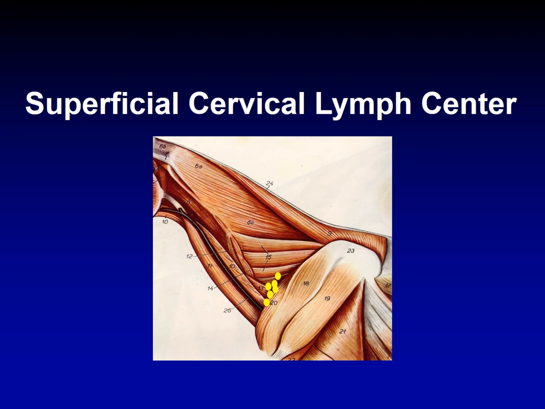So we have three deep cervical lymph centers, cranial, middle, and caudal. And we have one superficial cervical lymph center. The three deep are located along the trachea, and the caudal deep is located at the thoracic inlet. Middle deep is in the middle of the trachea. Cranial deep is around the thyroid gland. Superficial cervical lymph center has three borders. Medially is the omohyoideus. Laterally is the omotransversarius and cleidomastoideus. And caudally is the subclavius muscle.